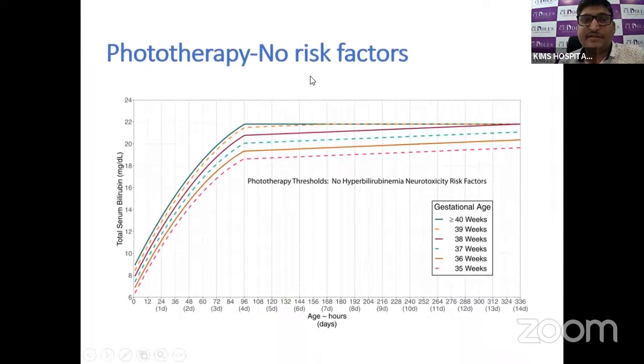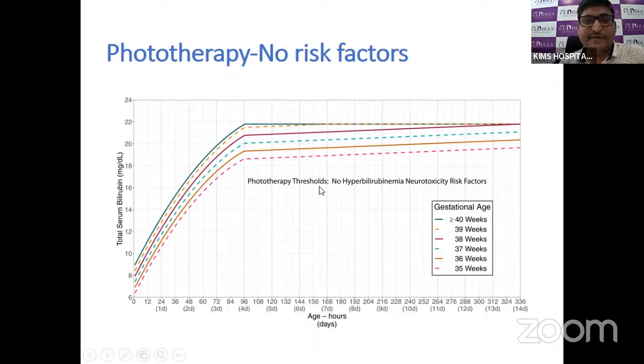These are the nomograms for phototherapy. This is the American Academy of Pediatrics bilirubin nomogram, or you can say the threshold for phototherapy. We have to measure bilirubin for all children at 24 to 48 hours of age, chart it on the nomogram, and see whether this child qualifies for phototherapy or not, or how far away the child is from the phototherapy range.